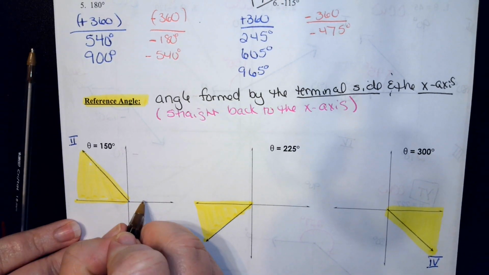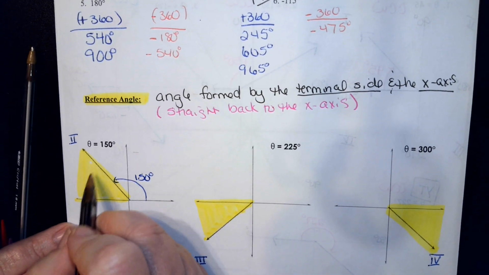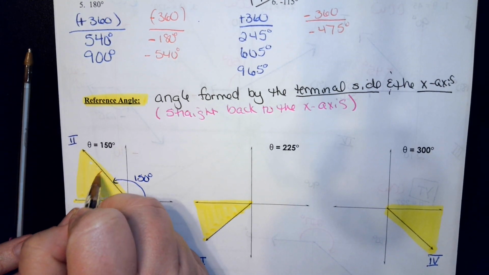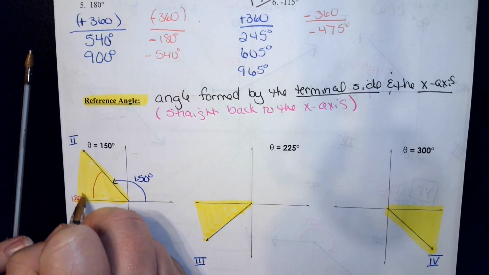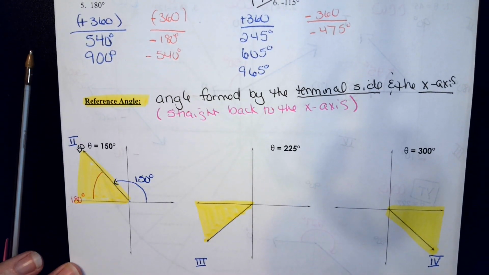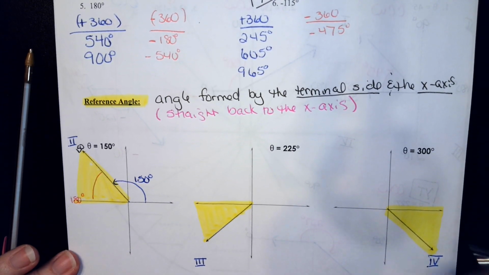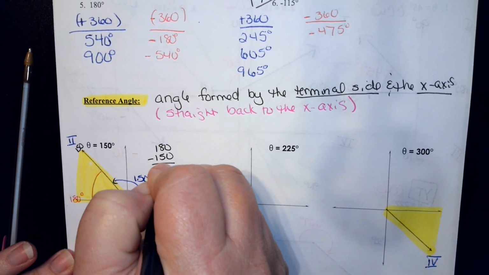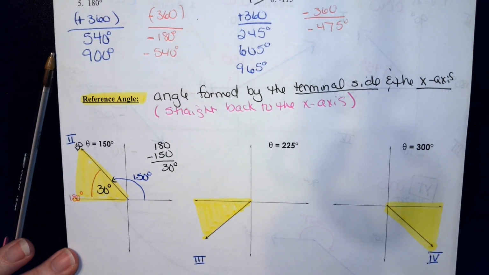So if you think about it, from here to here, we are being told this is 150 degrees. And they want to know, what is this reference angle right here? So we've got to find this reference angle right here. Well, this is 180. This right here stops at 150. So if you're going from 150 to 180, how many degrees is that? Well, that would be 180 minus your 150, and that would be 30. So this has a reference angle of 30 degrees.